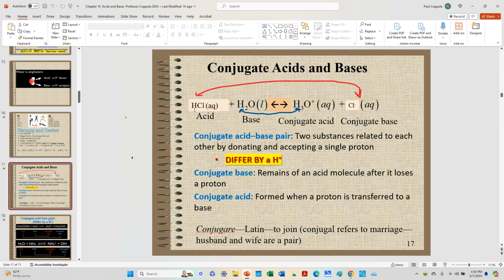So here's our acid. When it gives away the H+, what is it left with? Just the Cl-. So this is our acid and this is our conjugate base. How do they differ? By an H. Now here's our base, water. So water receives the H+ because it's a base, and when it receives the H+, it becomes a conjugate acid, H3O+. And notice again they differ by an H+. Okay, so that's a little trick to help you.